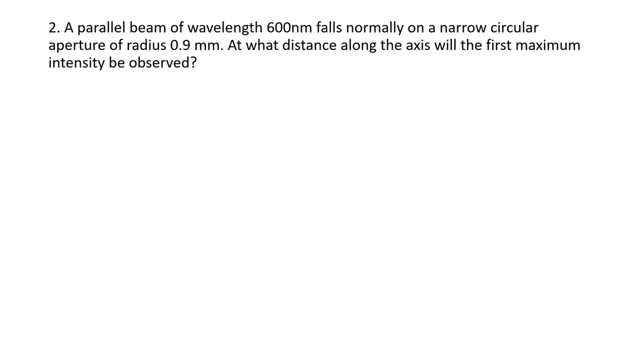A parallel beam of wavelength 600 nanometer falls normally on a circular aperture of radius 0.9 millimeter. At what distance along the axis will the first maximum intensity be observed? So the question is, you have a source here and a screen here, and at what distance should you place this screen such that you will see the first maximum? We know maxima are observed when n is odd. So the first maximum is observed when n is equal to 1.